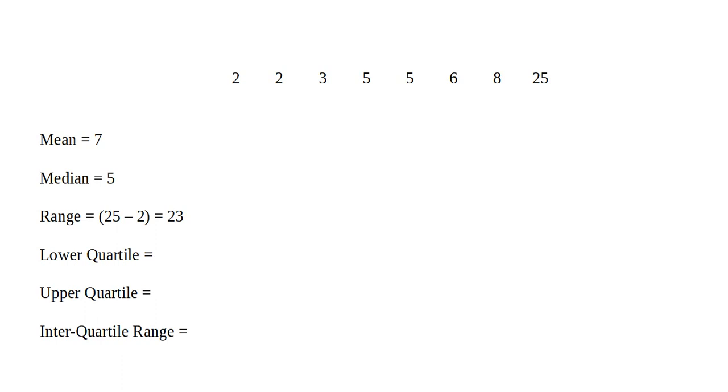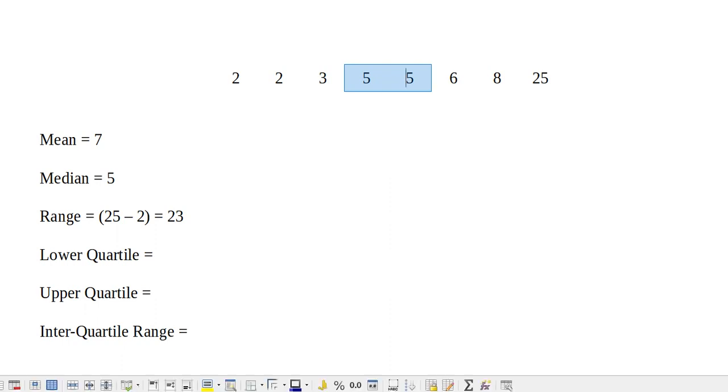And then the lower quartile. Well, that's an interesting one to find. My median is here. Now, strictly speaking, my median is between the two 5s. So to find the lower quartile, I'm going to include the left-hand side of the 5. So I'm going to be looking at these 4 numbers, and so 2, 2, 3, and 5. The middle position here will be 2.5.